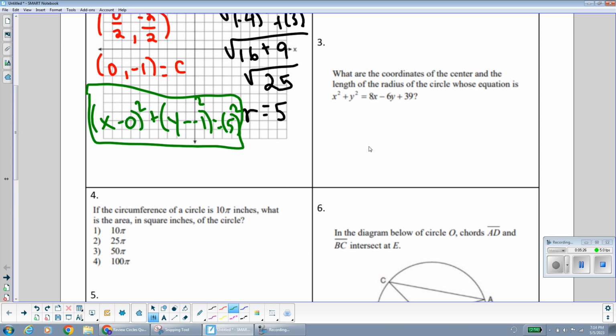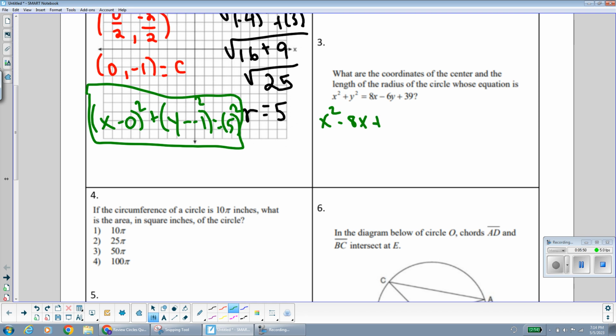So right now, this equation is not in the format where I can clearly see the center and the radius. So I'm going to have to put it into that format. So first, I'm going to get everything to the other side except for the constant. So x squared, and I'm going to subtract the 8x to the other side. When it moves over the equal sign, it becomes the opposite sign.